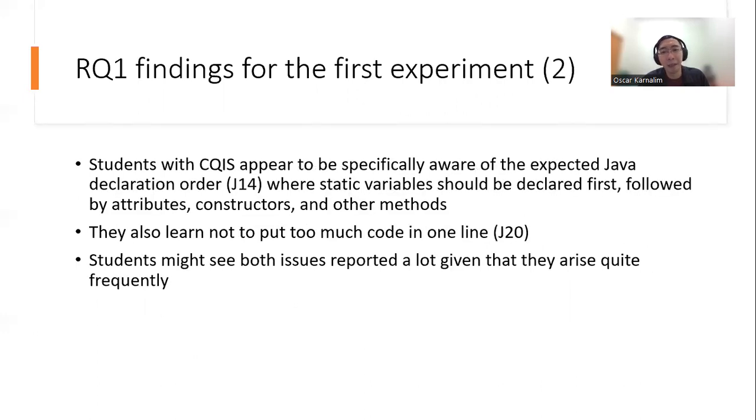Students with CQIS appear to be specifically aware of the expected Java declaration order, where static variables should be declared first, followed by attributes, constructors, and then other methods. They also learn not to put too much code in one line. Students might see both issues reported a lot, given that they arise quite frequently.